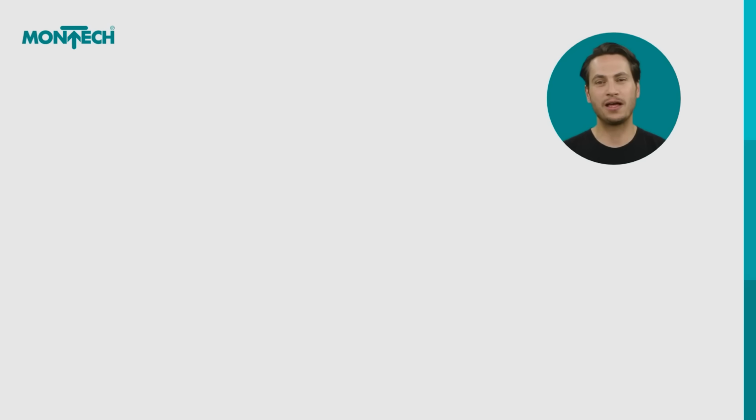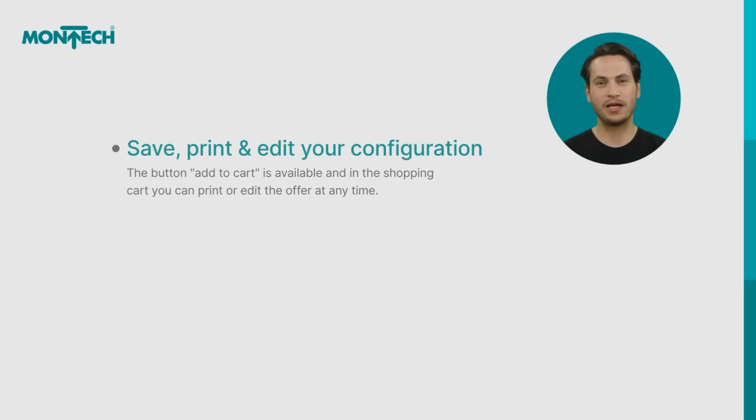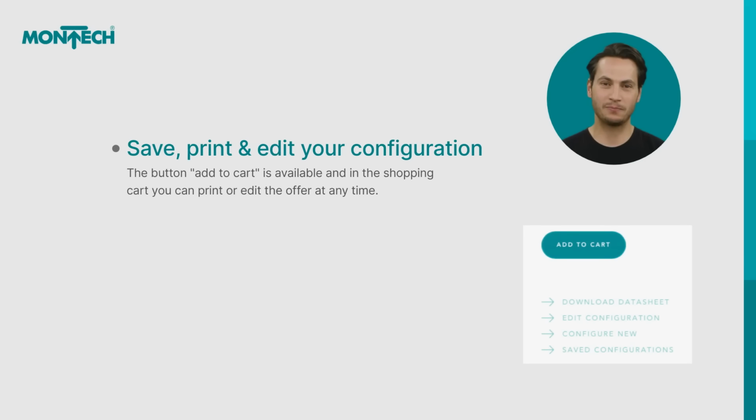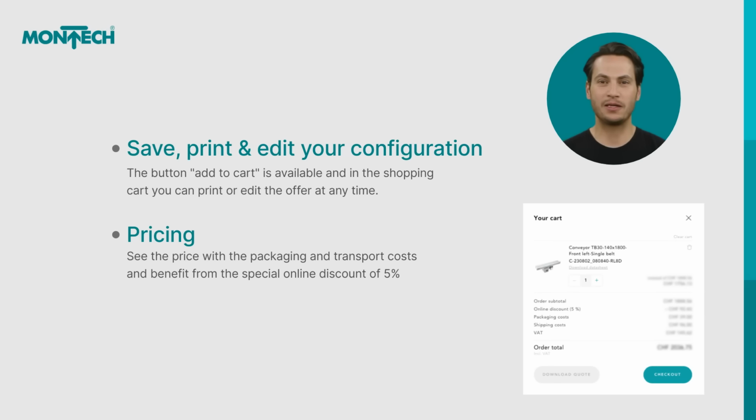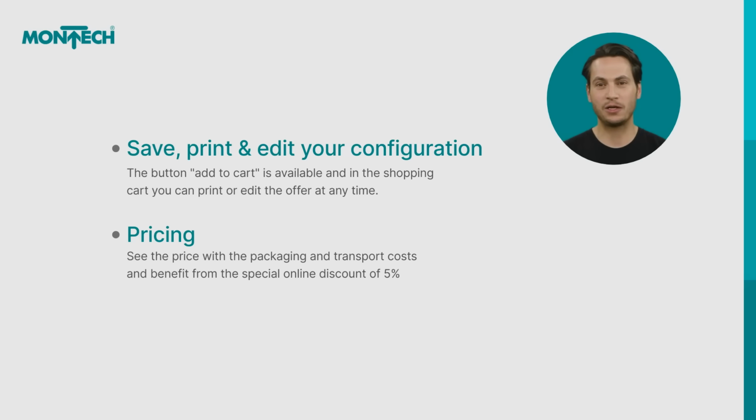If you are registered and logged in, you can save, print, and edit your configuration. The button Add to Shopping Cart is available, and in the shopping cart you can print or edit the offer at any time. You can also see the price with the packaging and transport costs. And very importantly, you benefit from the special online discount of 5% minimum. The registration or login apply to both the configurator and the Montech eShop.